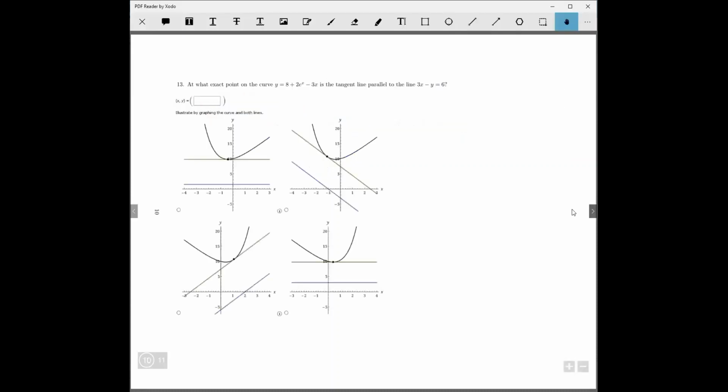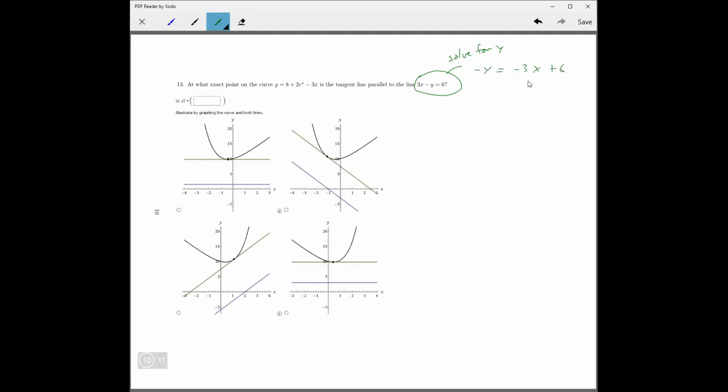Okay, let's look at number 13. And here it is. At what exact point on the curve is the tangent line parallel to this line? So first of all, we're going to take this line right here and find what the slope of that line is. To do that, we're going to solve for y. Take the 3x to the other side, and then multiply both sides by -1.